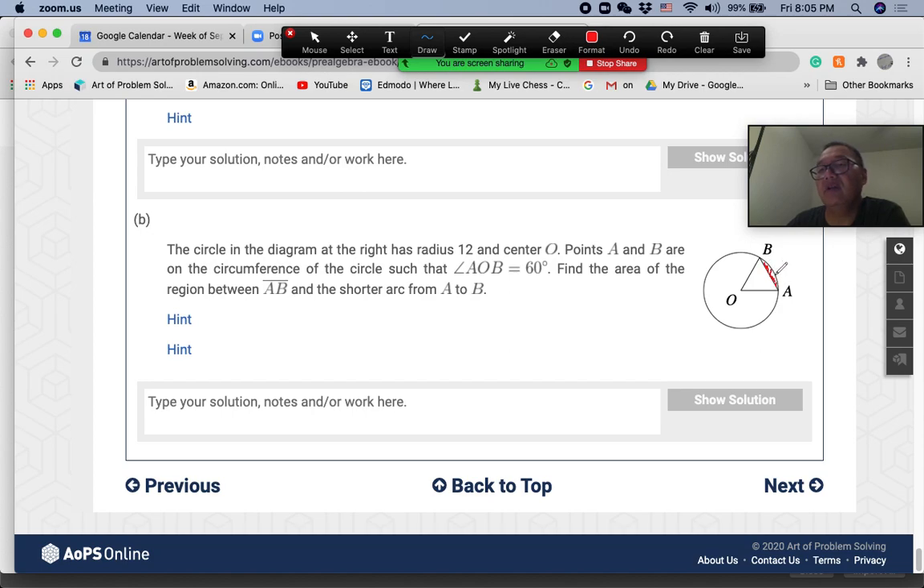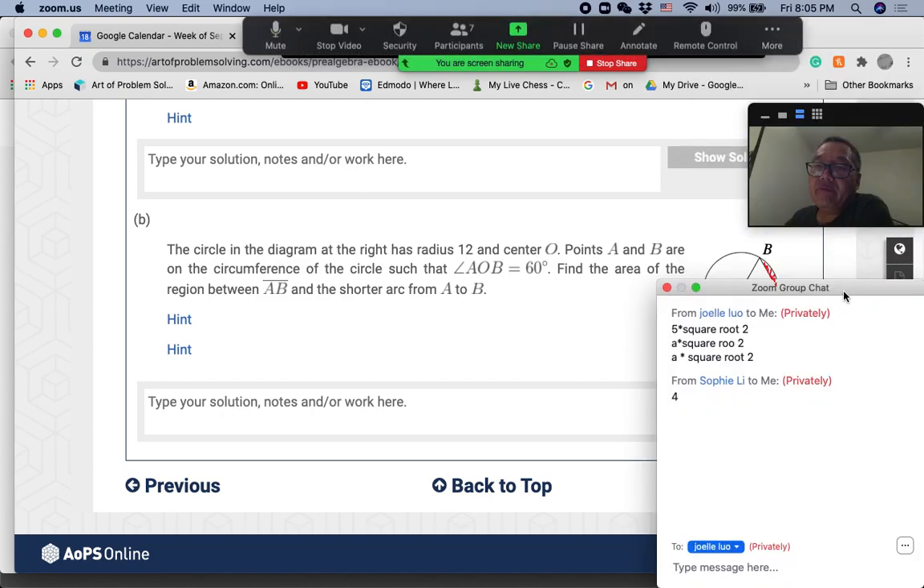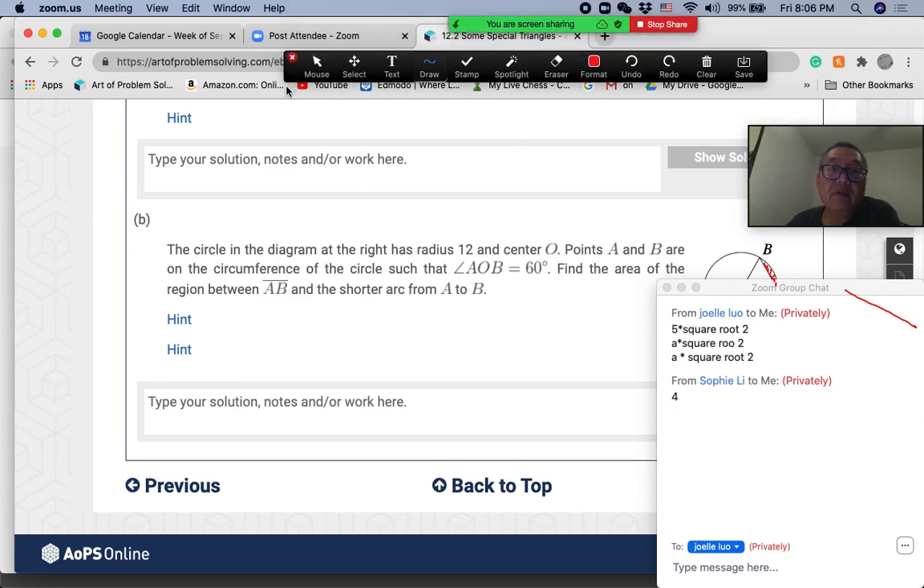Everybody, you can try this. How to do this? This one actually is very easy. It's not hard at all. Let's see who can get this. You can send me your private chat. I told you it is not hard at all.